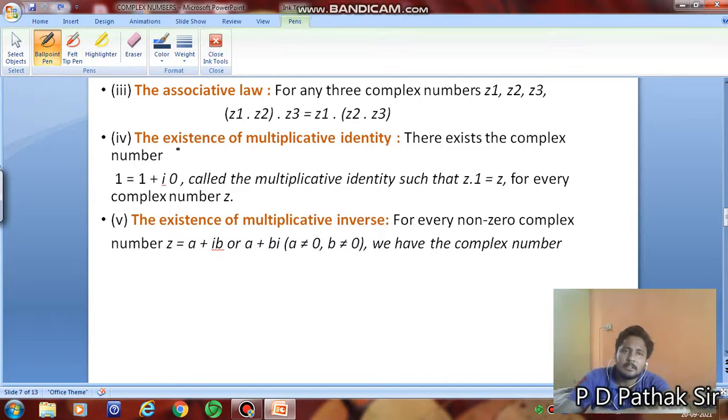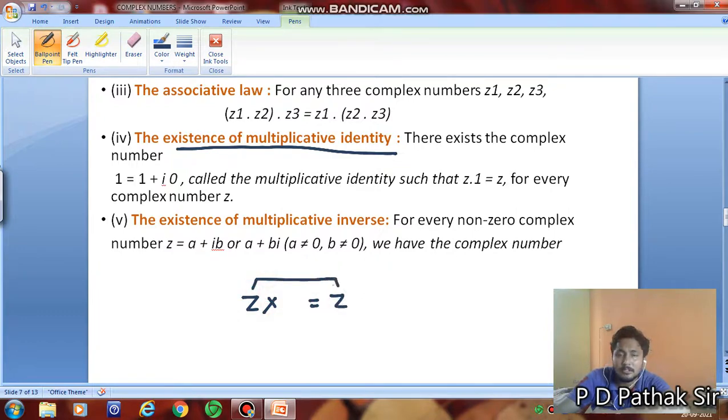Now come to the existence of multiplicative identity. Multiplicative identity means the number or complex number by which you multiply z so that you get z, meaning it does not lose its identity. You can multiply by 1, but we are not talking about the real numbers, we are talking about the complex numbers. So everything you have to write in the form of a plus iota b. So if you write 1 as a complex number, then it will be 1 plus 0 iota or 1 plus iota 0, both are right.